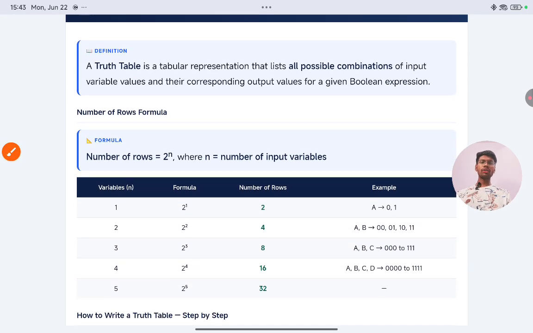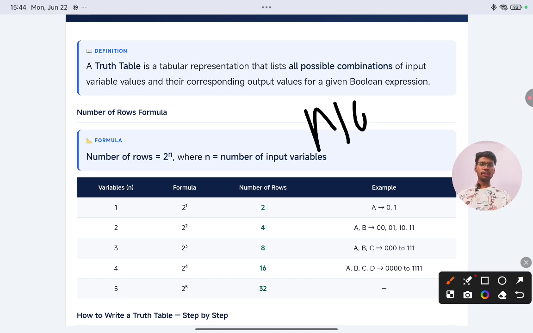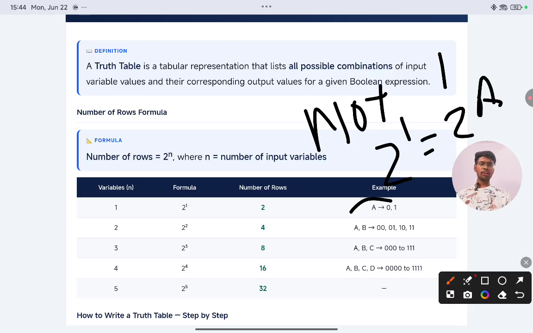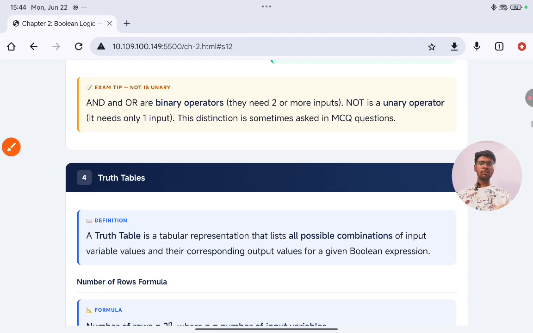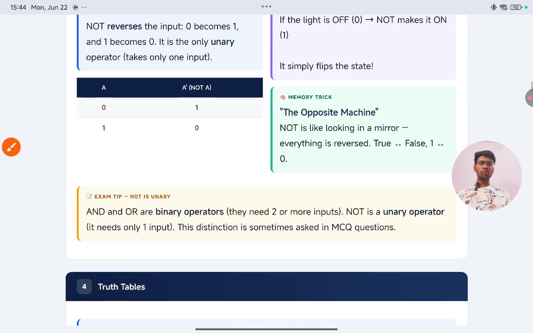Then the truth table, for A, B, C or A, B or just A. Basically it's a tabular representation that lists all possible combinations of inputs and the corresponding output values for a Boolean expression. And what is the formula there? 2 to the power n, where n is the number of input variables or operands. Just like in your NOT gate, there is only one operand, so 2 to the power 1 gives 2 rows. And here it is written A, so there are only 2 rows, 1 and 2.